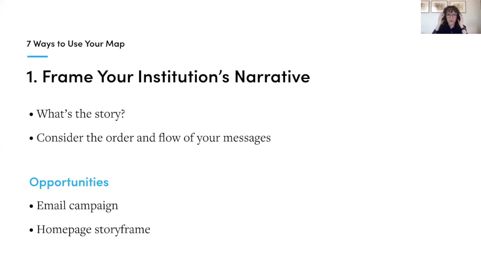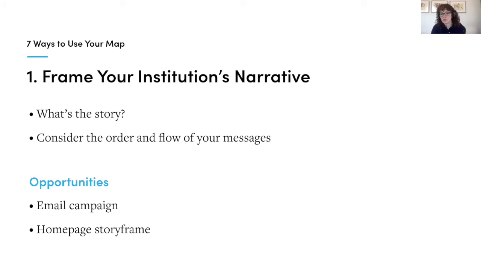Well, the first way that you can use your map is to frame your institution's narrative. What's the story that you want to tell about your institution? What are the messages that you want to communicate, and what's the order of those messages? Maybe you want to lead with rankings and reputation. Maybe you're more interested in communicating value and affordability up front. There's no right answer to this, but using the map will help you start to plan for the order of those messages, and you can see how they ladder up to the larger narrative that you're telling about your institution.